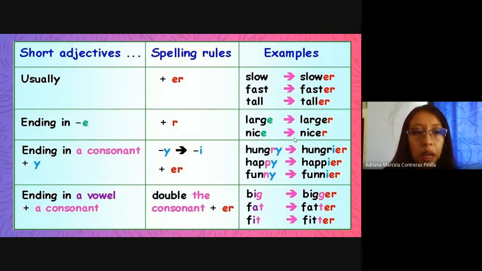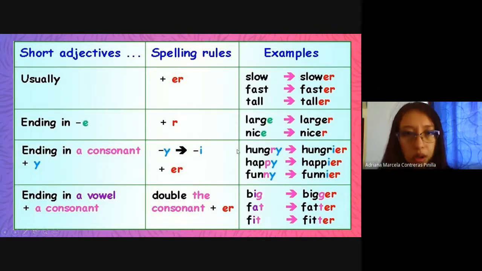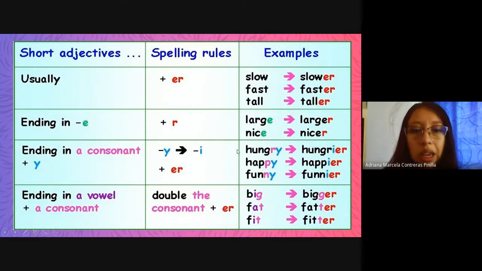In the next rule, when the adjective ends in a consonant plus Y, you change Y to I. So, for example, hungry, hungrier, happy, happier, funny, funnier. So we have the adjective that ends in a Y, but before it there is a consonant. When that happens, we simply change the Y to an I and add the ending we've been working with for short adjectives, which is ER, to say more hungry, more happy, more funny.